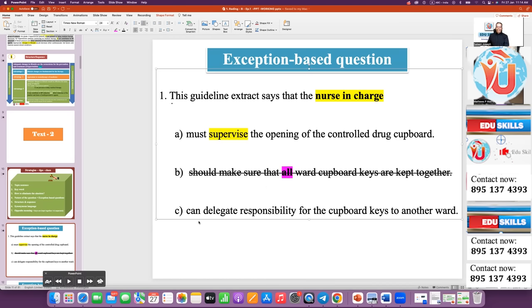Okay. Now, third one, can delegate responsibility for the cupboard keys to another ward. Here, first one, must supervise the opening of the controlled drug cupboard. How does it sound?